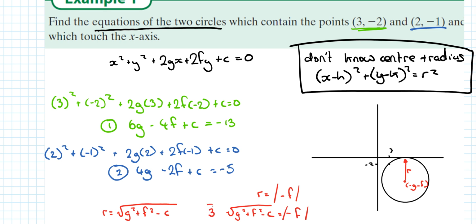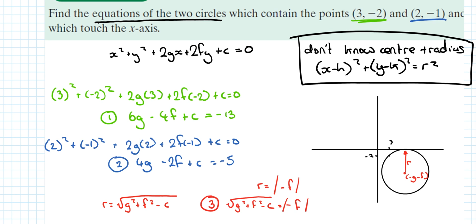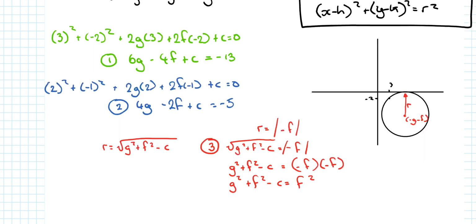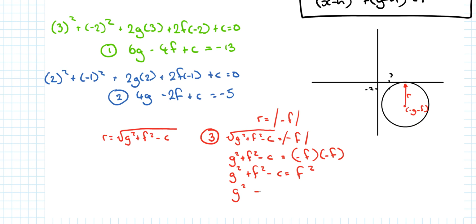And what I have right now is an equation 3. Because how many unknowns are there? There's 1, 2, 3, and still f. So that's 3 unknowns. I can simplify that a little bit further. Get rid of the modulus by squaring both sides. So squaring a square root, I just get g squared plus f squared minus c is equal to minus f by minus f, which would be plus f squared. So g squared plus f squared minus c is equal to f squared. G squared minus c is equal to 0. And we can use that as our equation 3.